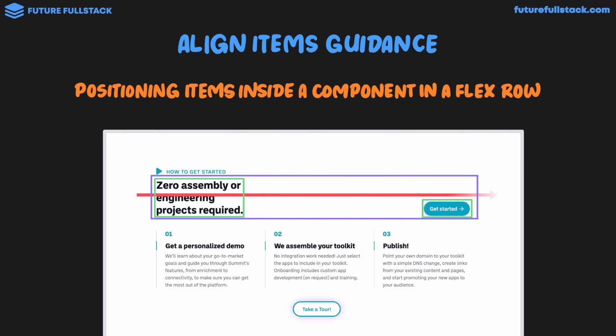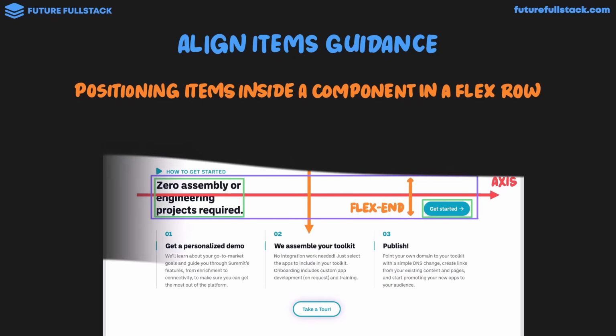Our main axis is running from left to right. So in a row, our cross axis is running from top to bottom, and you can see that our items are positioned at the bottom of the flex container. That is, we'd be using a value like align items flex end.